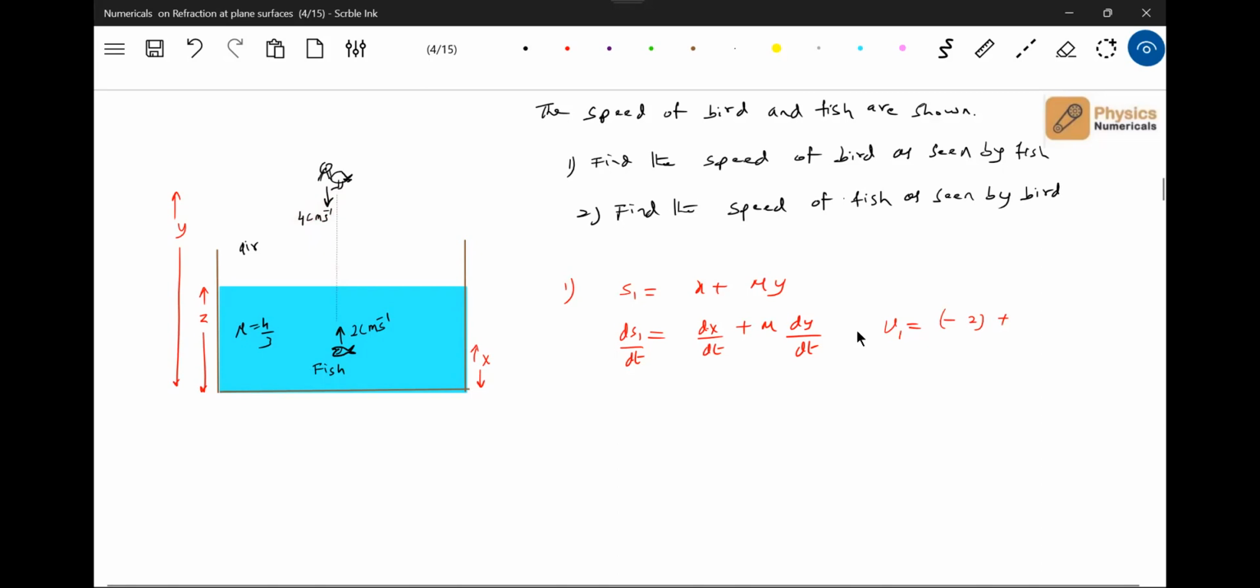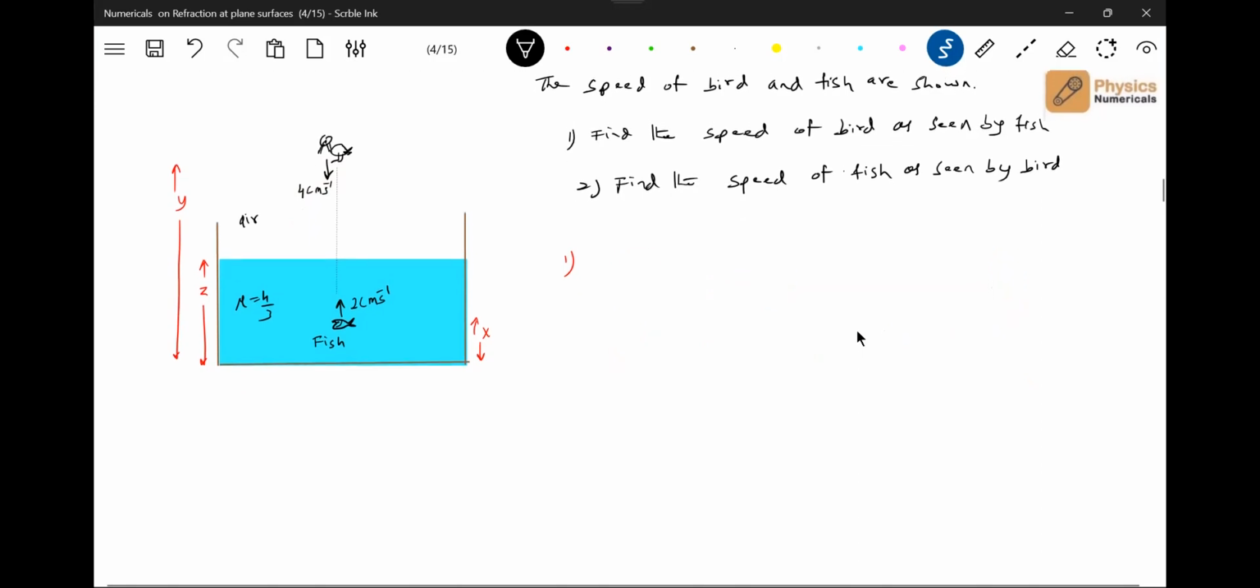Okay, now this will also. I will rewrite everything. First one. S1 will be at what distance the fish is, find the speed of bird as seen by fish. At what distance the fish is from the boundary: z minus x. Plus at what distance real height of the bird is how much? Y minus z.